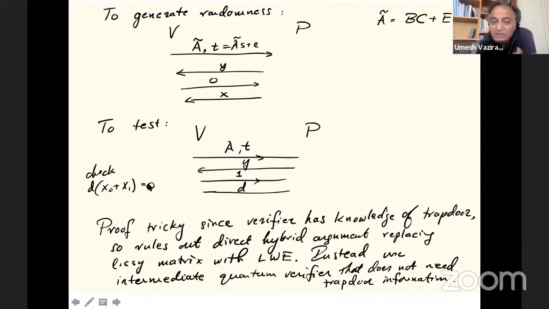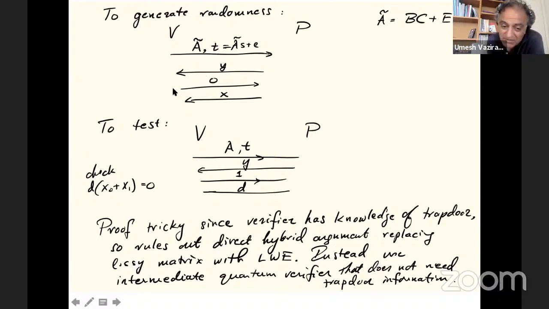Now, how do we prove that no matter what the prover does, the prover must generate about Θ(n) bits of randomness? The proof is quite tricky, because we need to use the computational indistinguishability between the lossy matrix and the LWE matrix to say that the prover during the protocol couldn't distinguish, and therefore must have generated statistical randomness, just the way it should have happened.